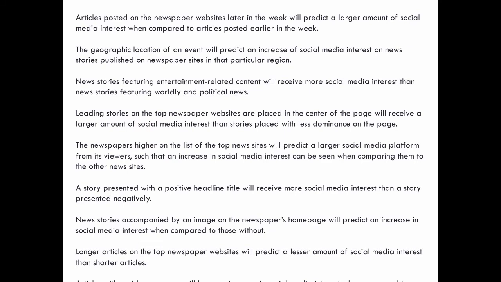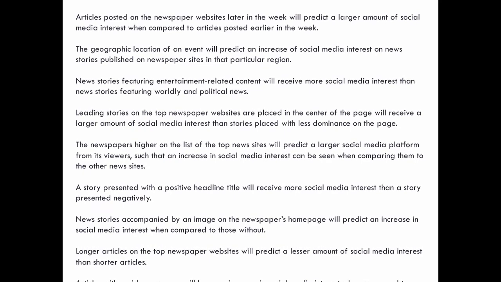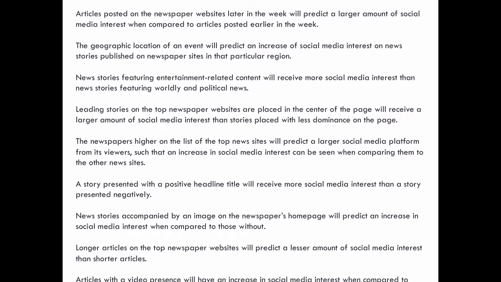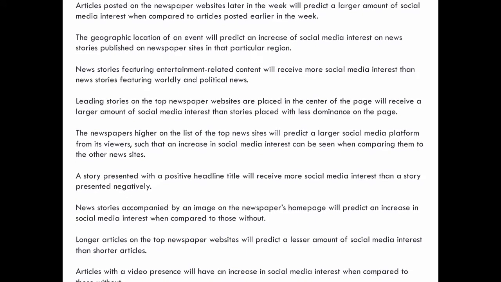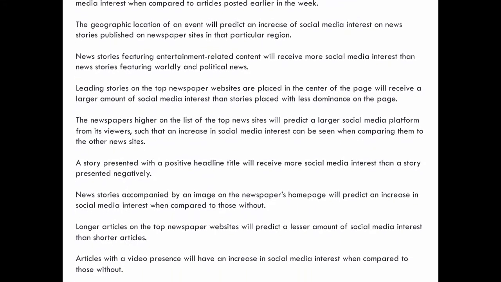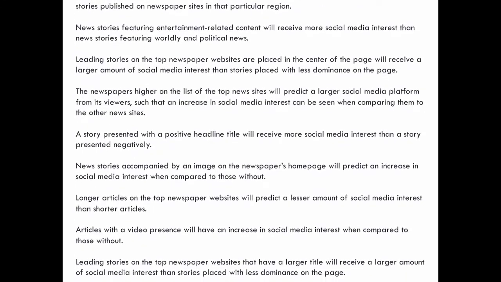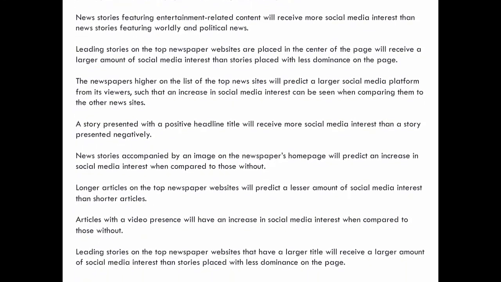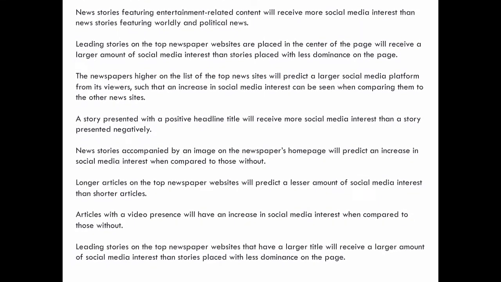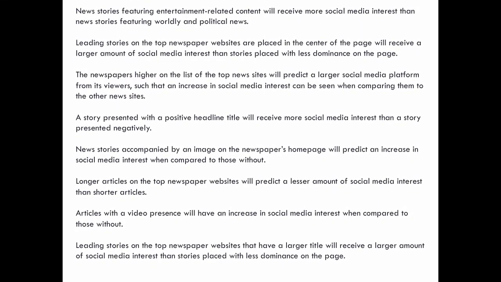These are the 10 hypotheses that we used to further investigate our research question. Each of these 10 hypotheses had the same dependent variable of social media interest. Social media interest was broken down into 4 sections: likes, comments, shares, and tweets. Because the dependent variable used in all 10 hypotheses has 4 parts, our study ultimately consists of 40 hypotheses.